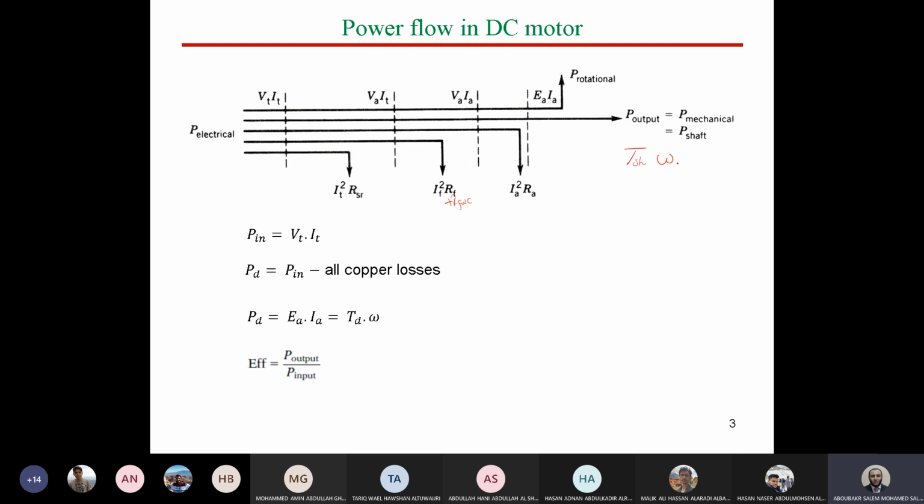Also, you should be familiar with something called armature reaction. Armature reaction is nothing but this: if you have two circuits close to each other, and you have current in both circuits, there will be an effect. So you have armature current.